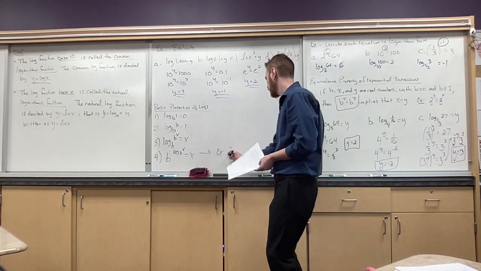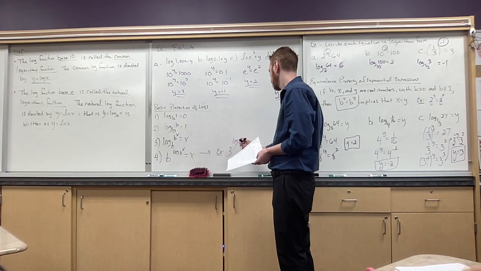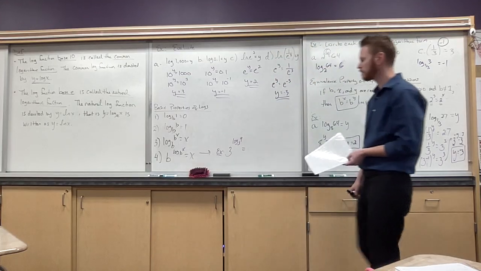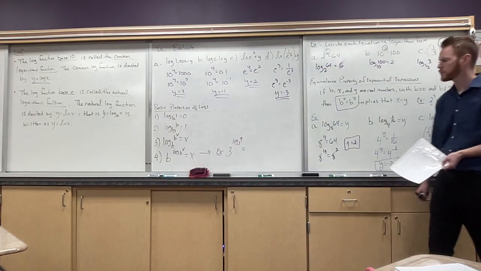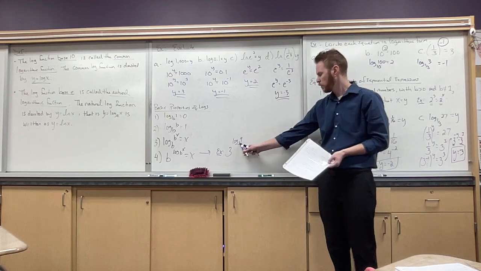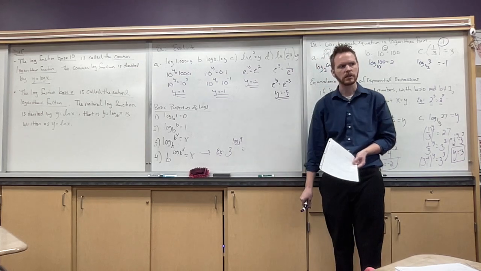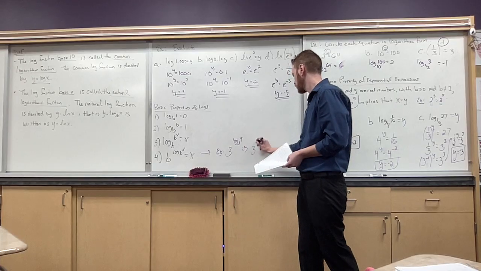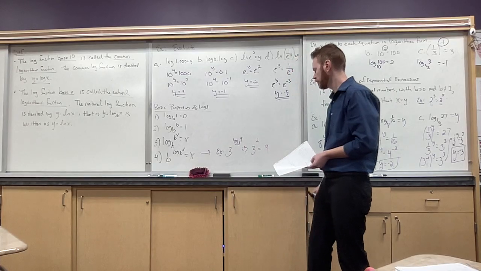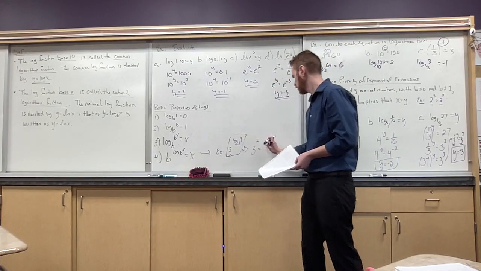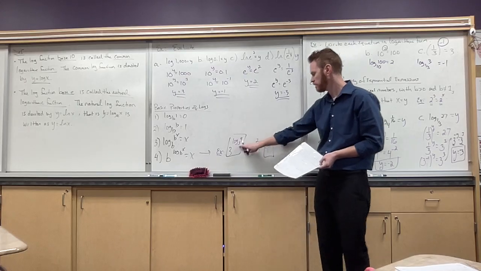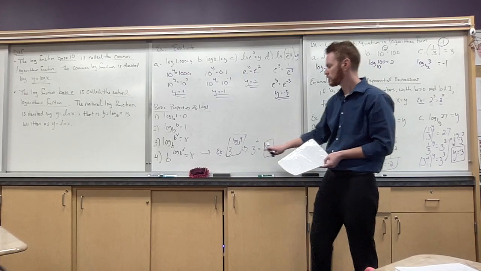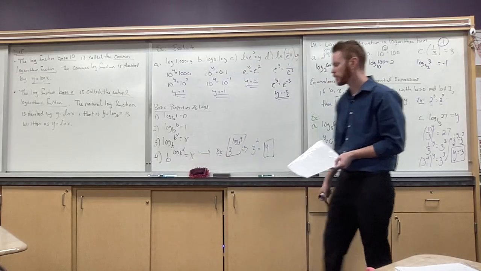If I had something like this, 3 to the log base 3 of 9, let's think about something. 3 to what power gives me 9? 2, right? So this could be rewritten as 3 squared, which is 9. Did we have the same base, so therefore it was just equal to this? Yeah. So that's what this property is stating for you right there.